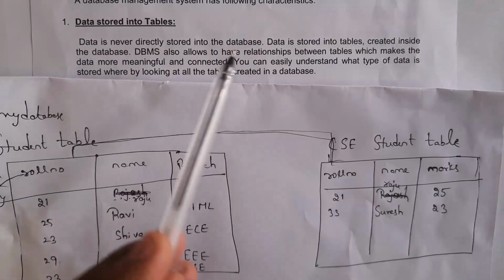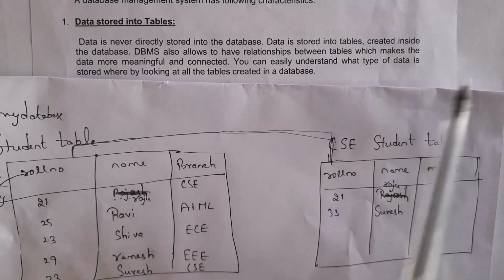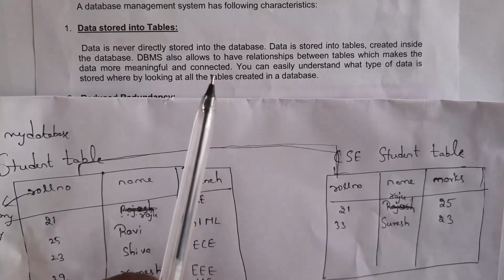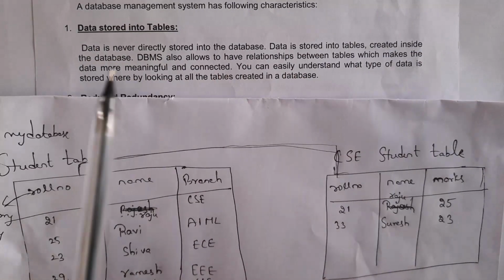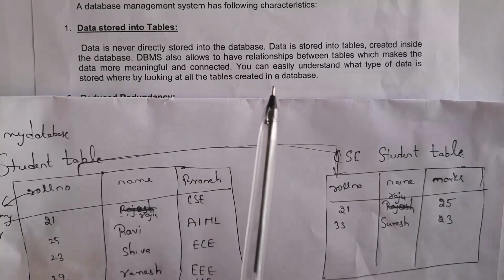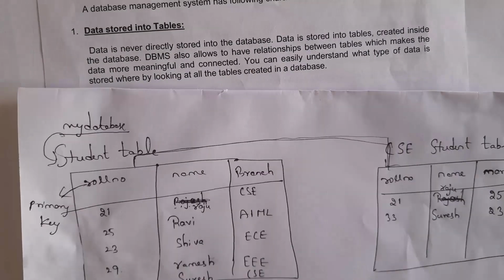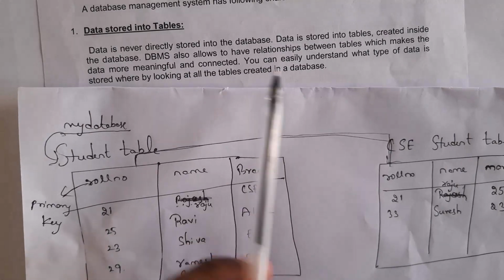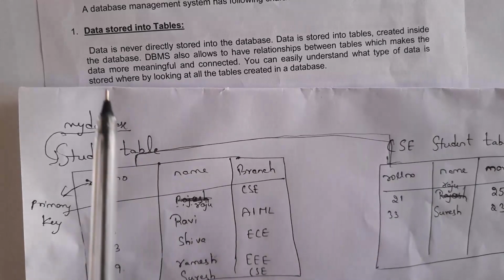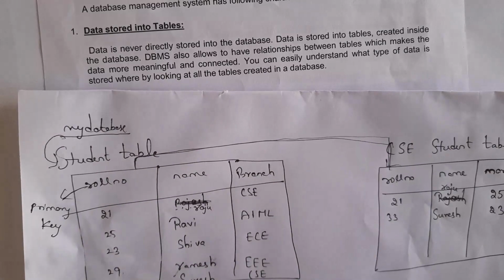DBMS also allows to have relationship between tables, which makes the data more meaningful and connected. You can easily understand what type of data is stored where by looking at all tables created in a database. For example, if you create an employee table, then you can easily understand that this table contains employee data. So you can easily understand what type of data is stored where by looking at all tables created in the database.